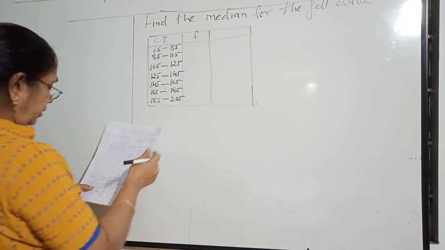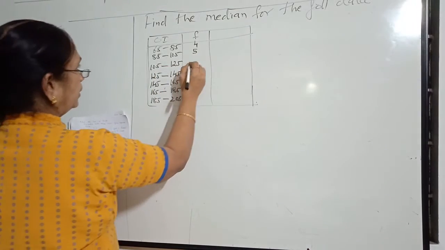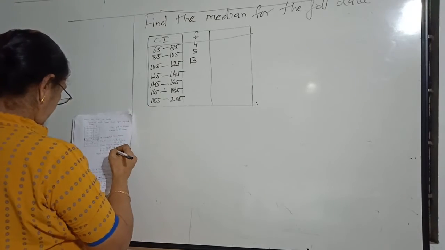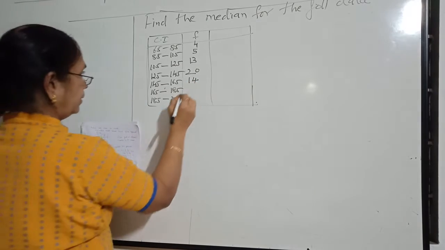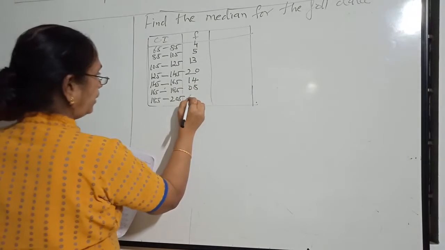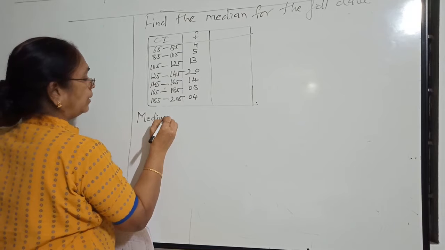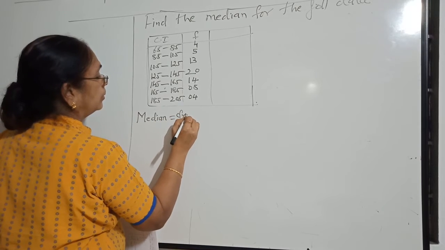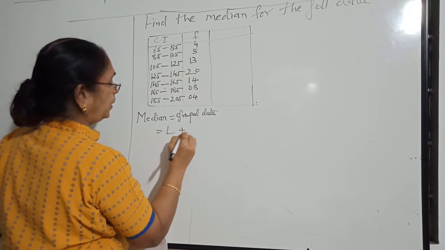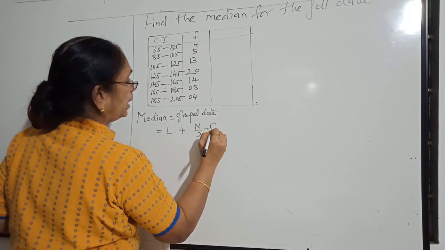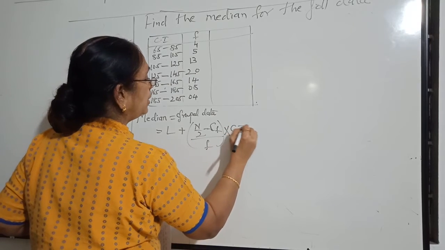Now here the frequency numbers are 4, 5, 13, 20, 14, 8 and 4. First, children, you have to write down the formula for grouped data. That is L plus (n by 2 minus CF) by F into class interval or H.